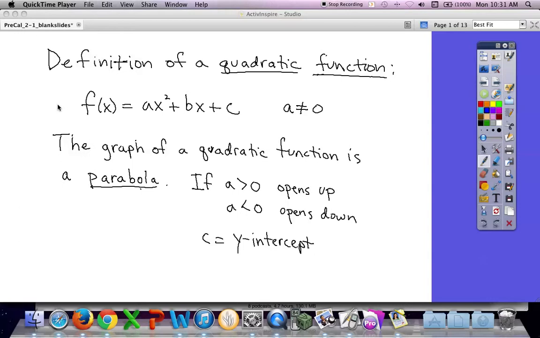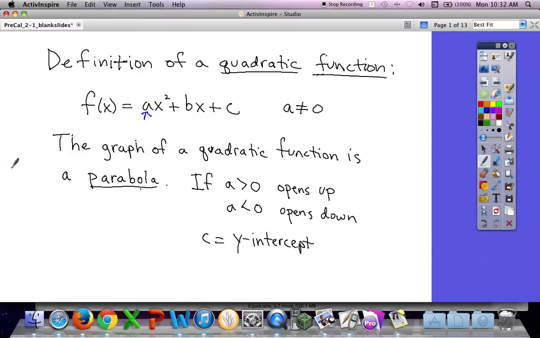Now, the good thing about this form of the quadratic function is that there's two things that you could tell just by looking at it, right? From the coefficient of x squared, the a, you can tell whether or not this parabola, the shape of the graph, opens up or opens down. If a is greater than 0, this parabola will open up. If a is less than 0, then the parabola will open down.